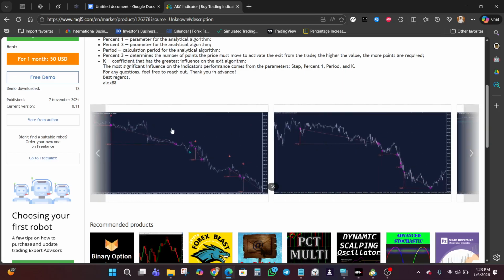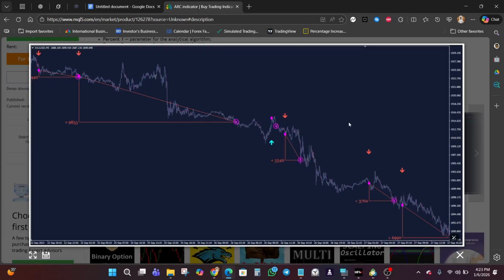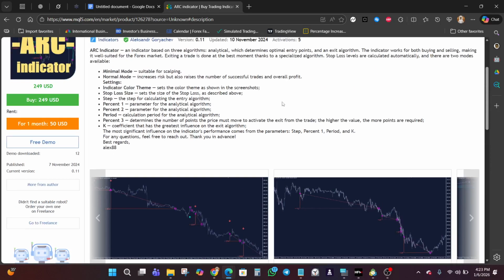Like I said, if you want to make use of this indicator, ensure that you test it on the demo first, the free demo. Ensure that you use the free demo version first before making any sort of financial commitment.